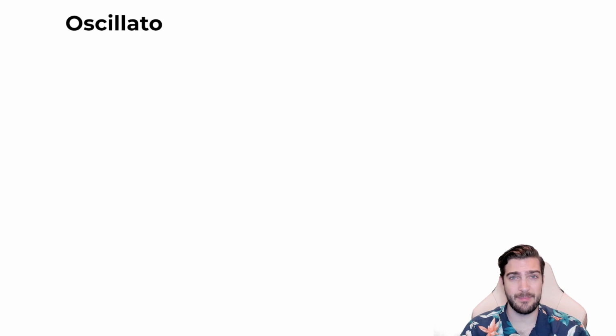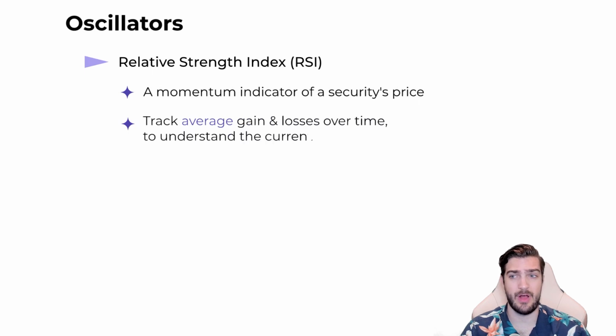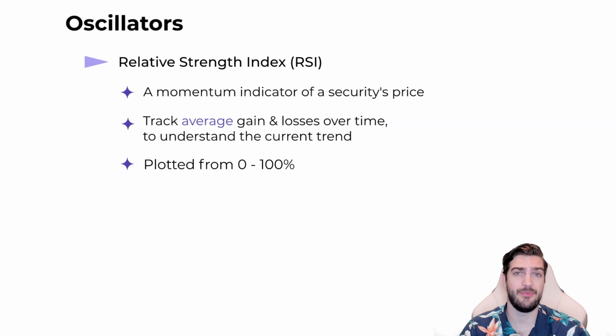Next, let's give an example of a type of oscillator. One of the more common types of oscillators that you might see is the relative strength index, or RSI. RSI tries to be a momentum indicator of a security's current price. By tracking the average gain and average loss over different periods of time, we can get an understanding of the current trend and the strength of that trend. This value is plotted on a scale from 0 to 100%.